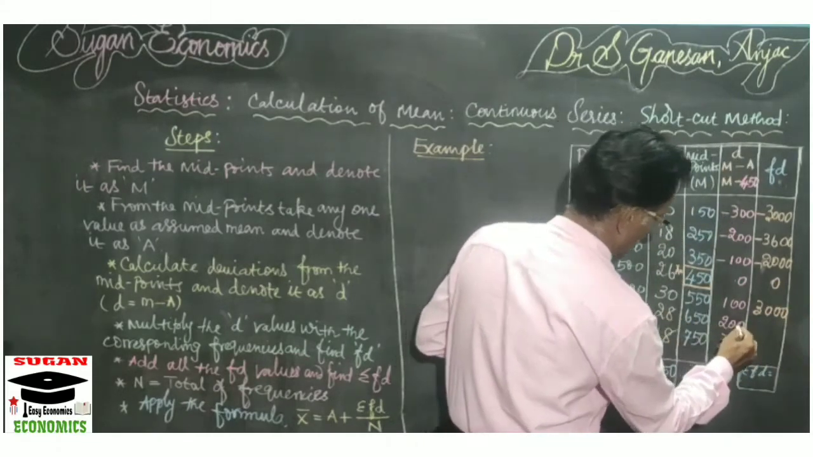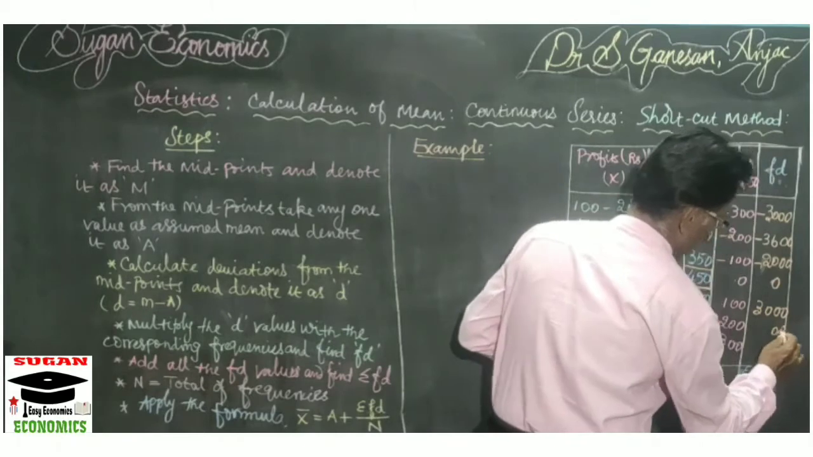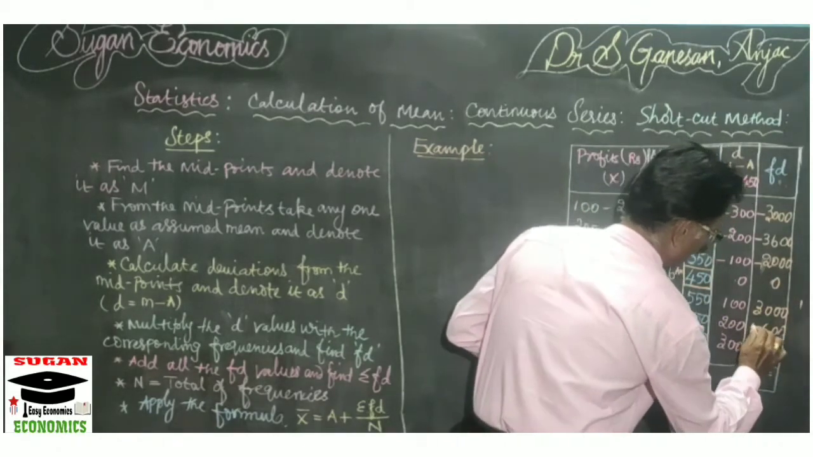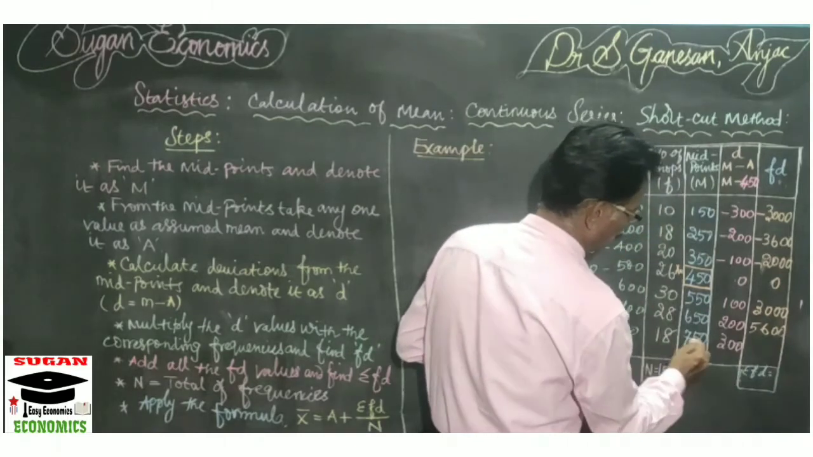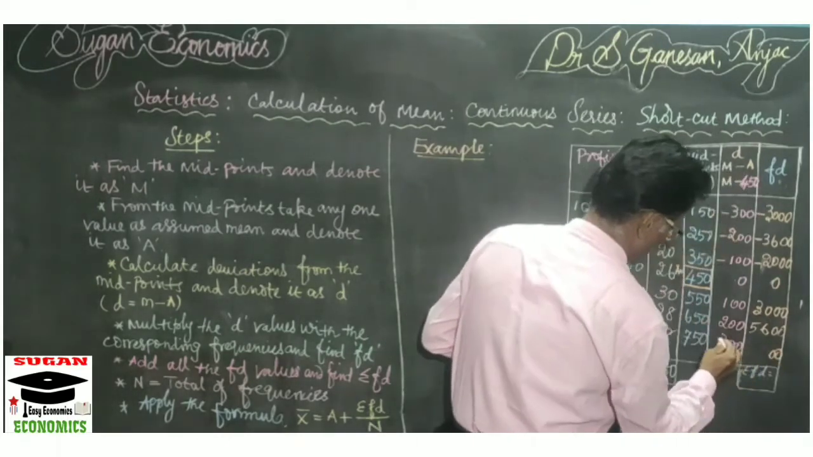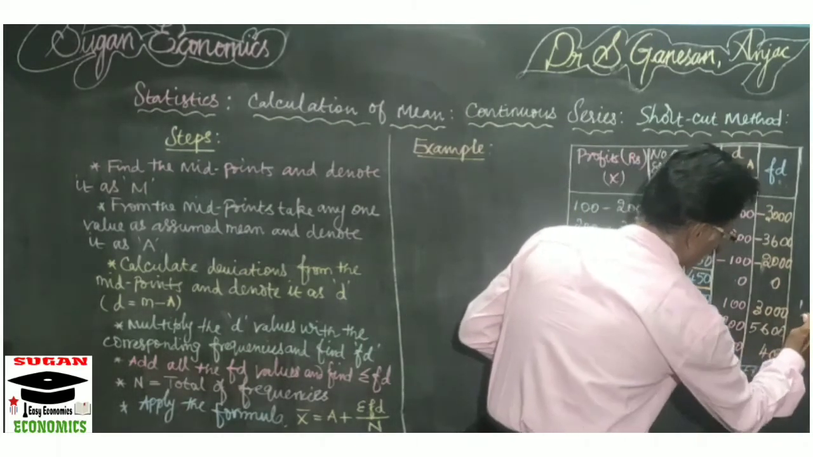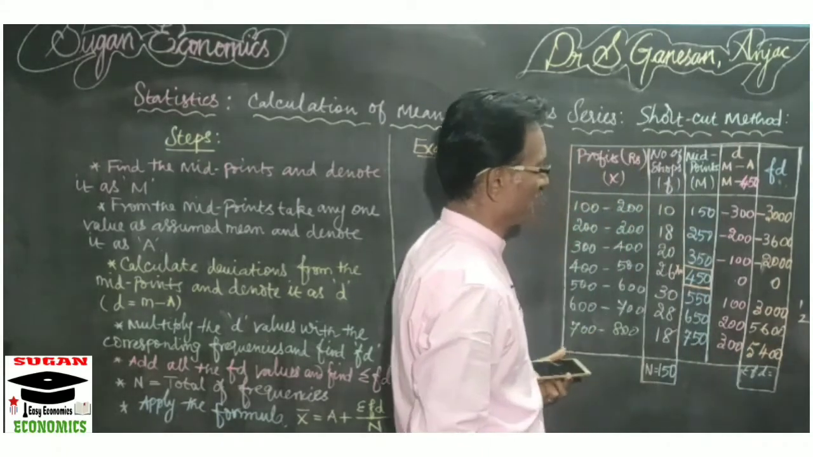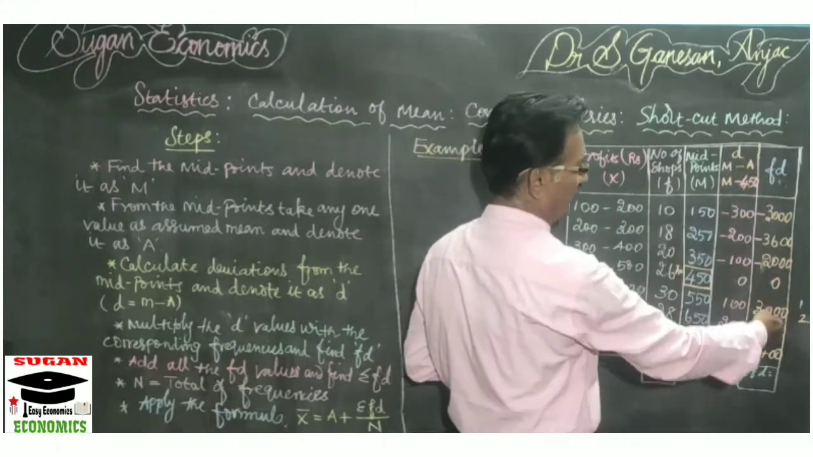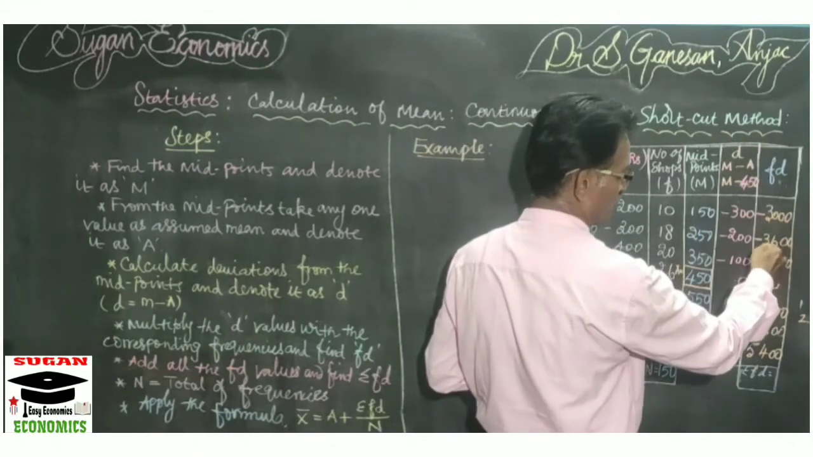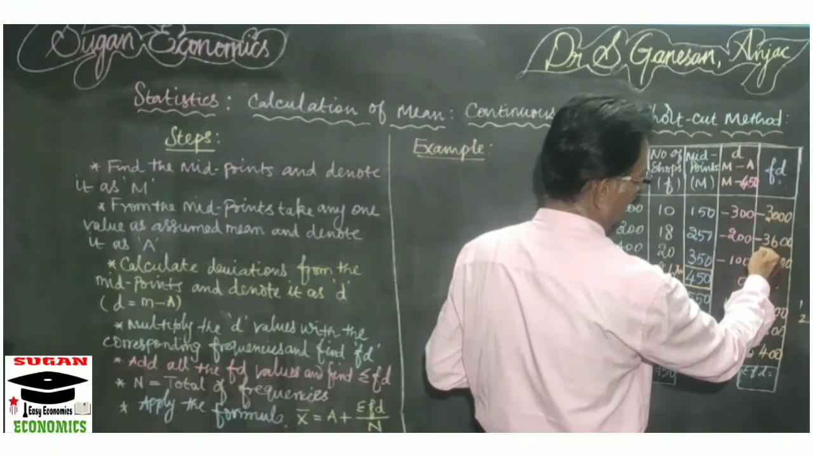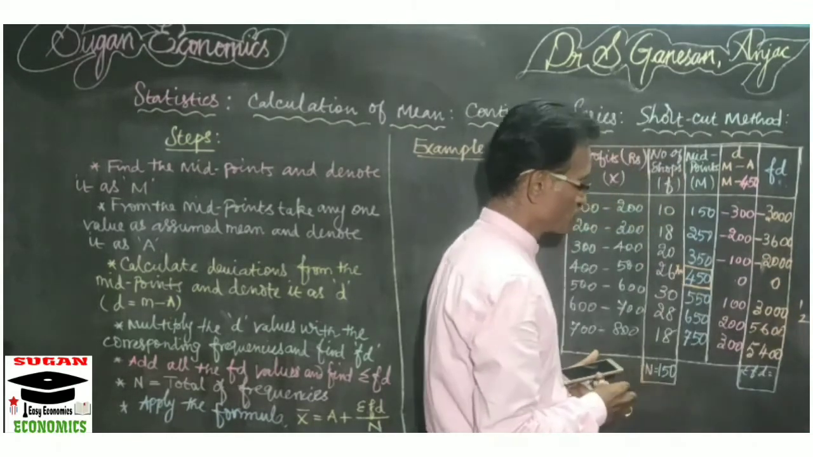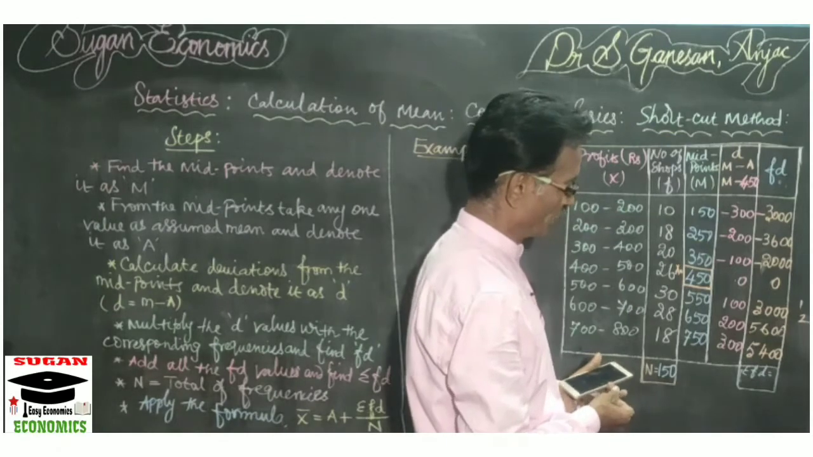Then here 28 into 200, it is two zeros, so 2 into 8 is 16, 5600. Then here you put two zeros, 3 into 24, 5400. So we have calculated the fd values. The first fd values are minus 3000, minus 3600, minus 2000 and 0. Now 3000, 5600 and 5400.